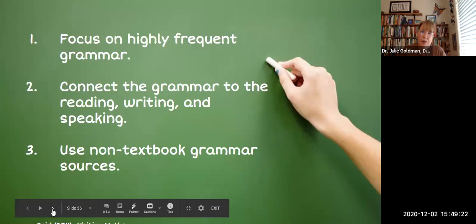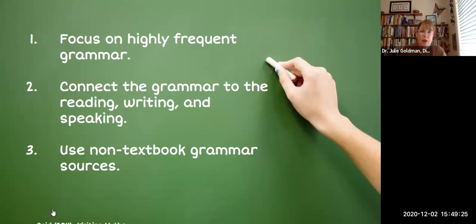And when we're talking about the grammar and vocabulary, we also look at what does the research say? What are the one or two or three things that the research really says to focus on? And so we know it's that high frequency grammar. It's connecting it to our own reading and writing, not having an outside grammar book, and using non-textbook grammar sources, having grammar done on the walls and more in context. Next slide.